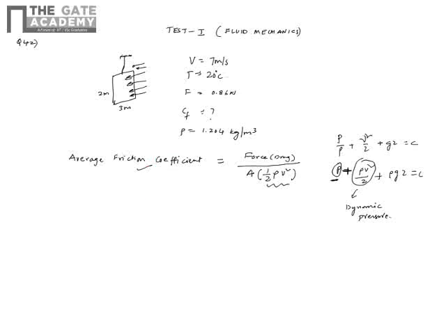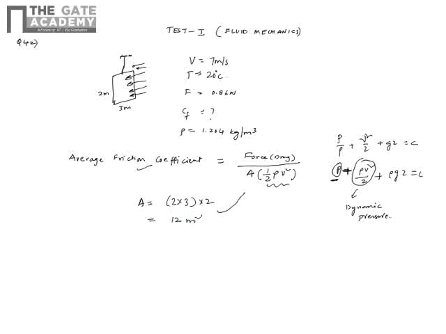So now what is the area here? Area is both sides of the plate. So 2 into 3 is one side of the plate, into 2 will be the total area for both sides, which is 3 times 2 into 2, that is 12 meter square.